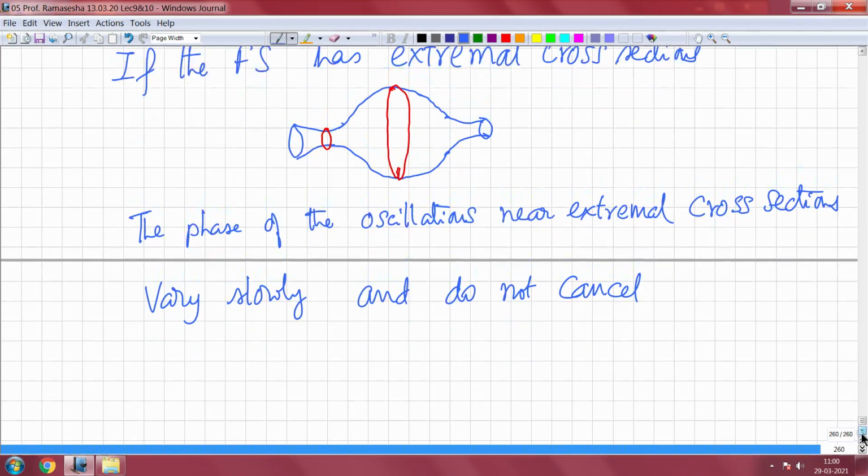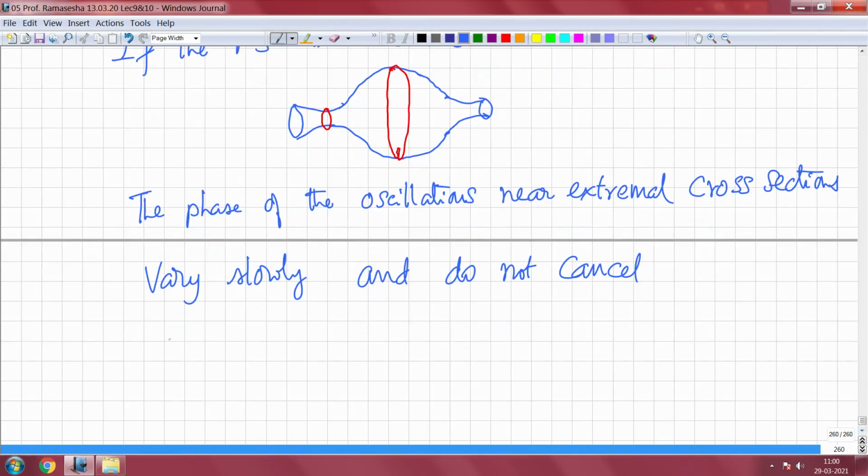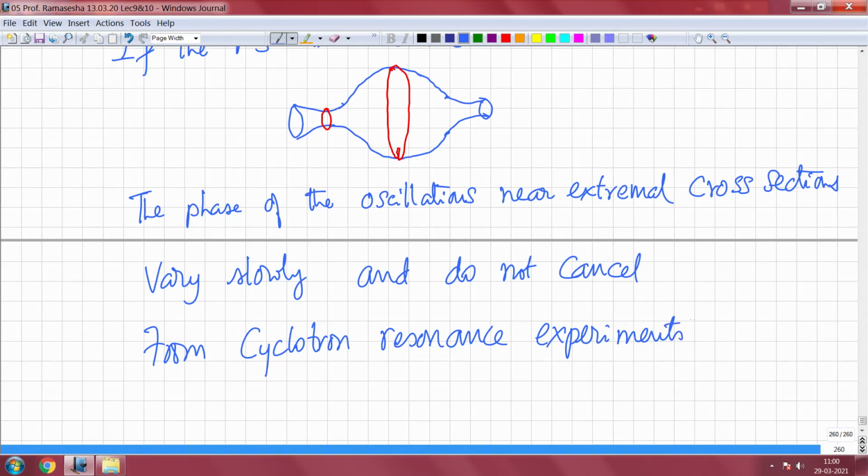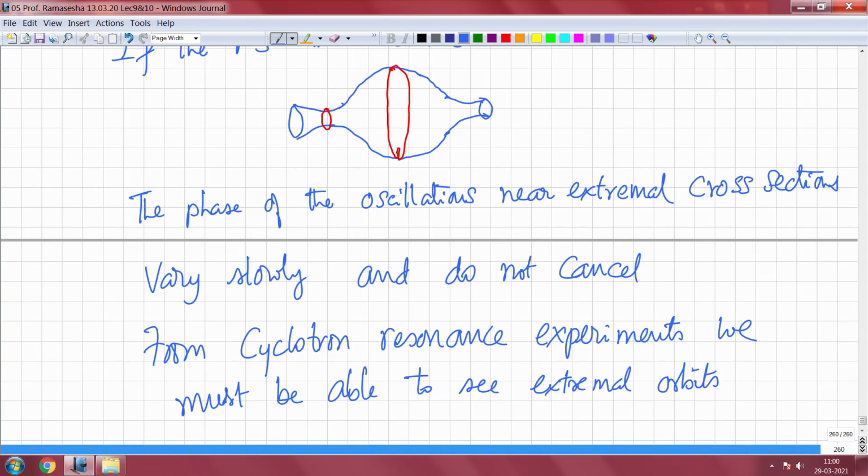So, if you do a cyclotron resonance experiment, you should be able to see extremal orbits of the Fermi surface, and by measuring the cyclotron resonance in different directions of the applied field with respect to the crystal axis, we should be able to construct the Fermi surface.